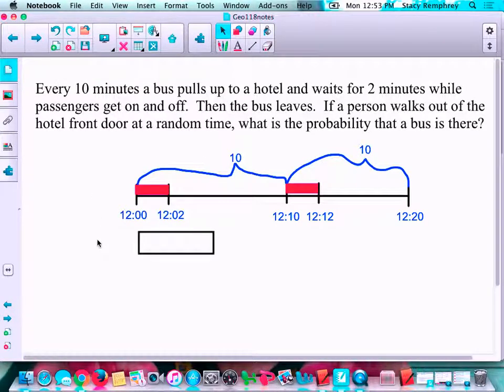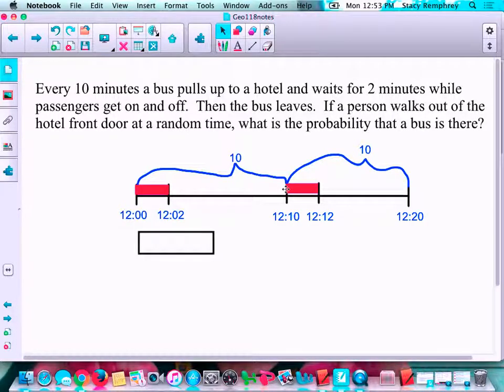All right, so now we're going to look at that in terms of geometry, segments, areas, and such. Every 10 minutes, a bus pulls up to a hotel and waits for 2 minutes while passengers get on and off. Then the bus leaves. If a person walks out of the hotel front door at a random time, what is the probability that a bus is there? I put some times in here because I think that's a little more concrete. If a bus arrives at 12 o'clock, it would sit for 2 minutes, till 12:02, and then it would leave. It says every 10 minutes a bus pulls up, so at 12 o'clock, at 12:10, at 12:20, and so on.